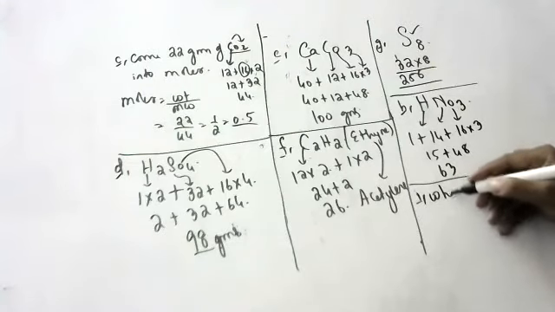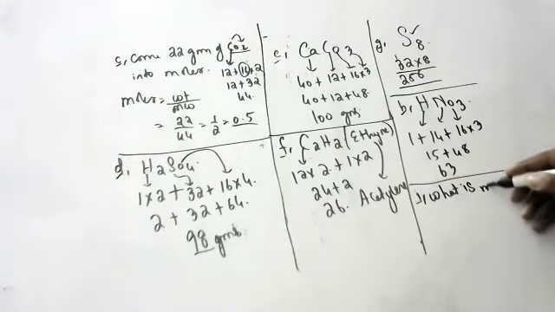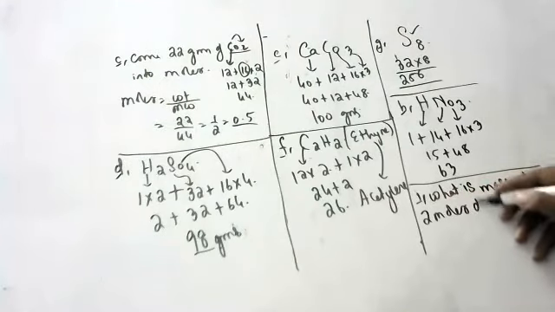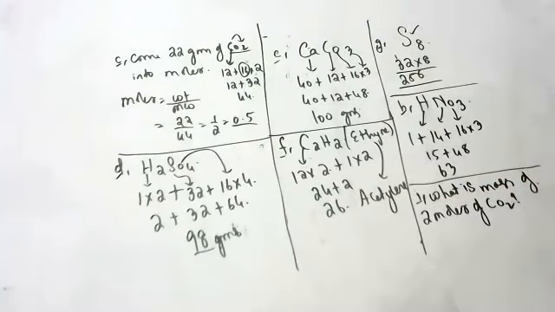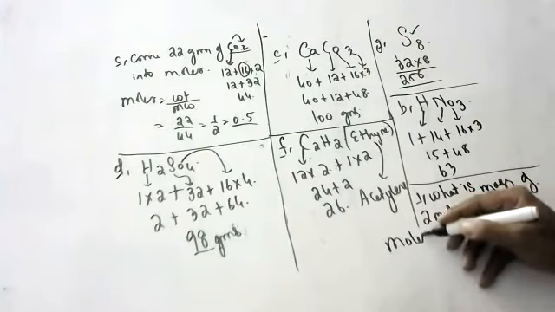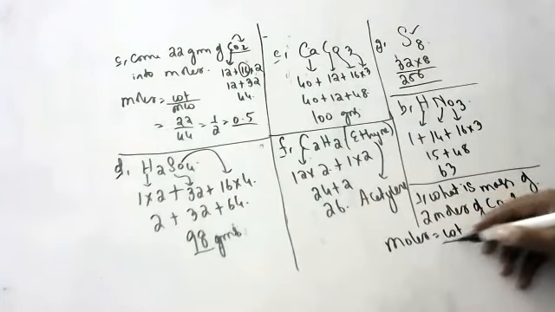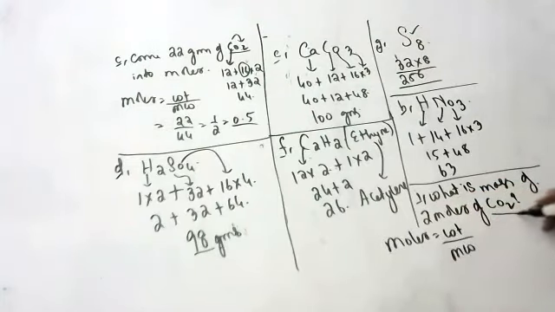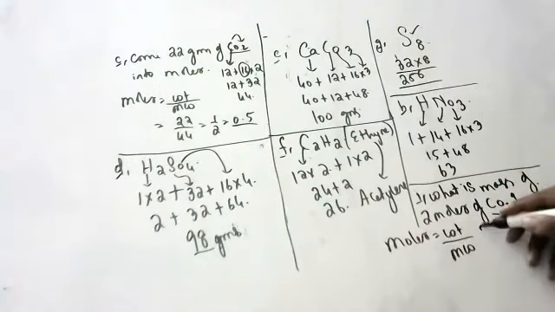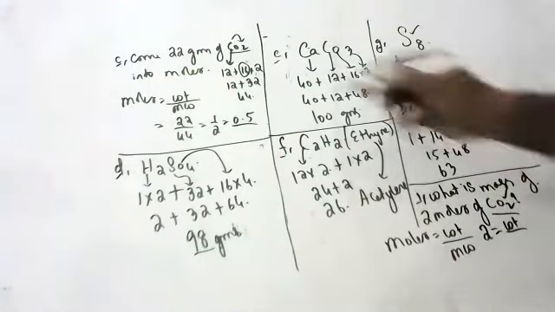What is the mass of 2 moles of carbon dioxide? What is the formula for moles? Moles is equal to weight by atomic weight, or molecular weight. They only said 2 moles, so the weight we don't know. Weight by molecular weight: carbon dioxide is how much?